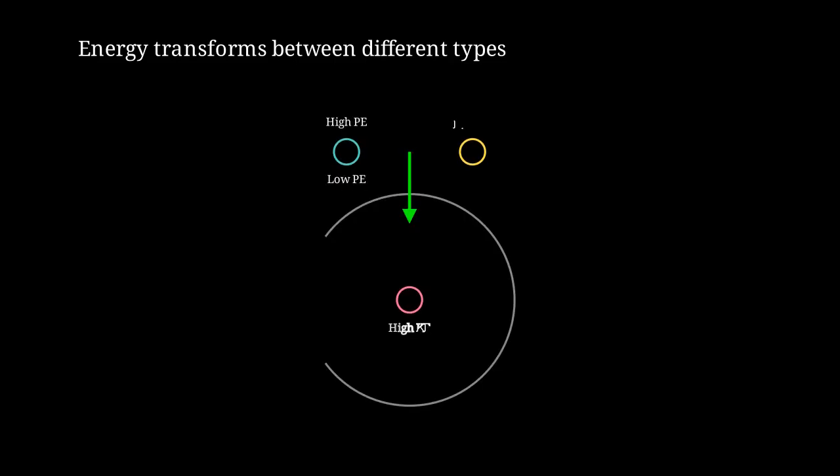A pendulum demonstrates energy conservation. At the top, high potential and low kinetic energy. At the bottom, low potential and high kinetic energy.